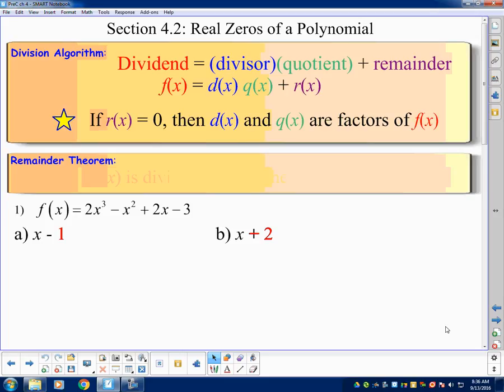So it says if r of x, that's the remainder, equals 0. So if this is 0 right here, the remainder is 0, then d of x and q of x, here and here, are factors of f of x. All we're saying is that if I change this 13 to a 12, then I would get a whole number 3. In other words, I could write 12 equals 3 times 4 plus 0. If the remainder is 0, then these two numbers are factors.